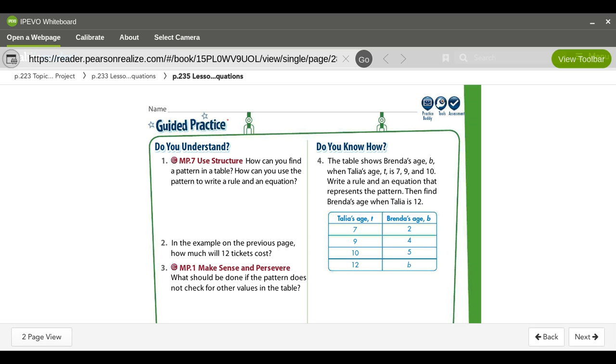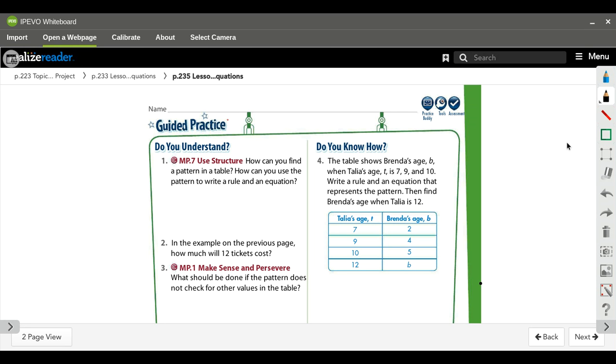And plus, I'm going to assume because we're talking about age that we're probably going to be looking at whole numbers and not decimals. So I'm going to look at subtraction first. So 7 to get to 2, what I'm going to do is subtract 5. So I'm going to write that down. Now I can't just assume because I subtract 5 from the 7 that it's going to work. So I need to see if I subtract 5 from 9, do I get 4? So 9 subtract 5 equals 4. That worked. 10 subtract 5 equals 5.